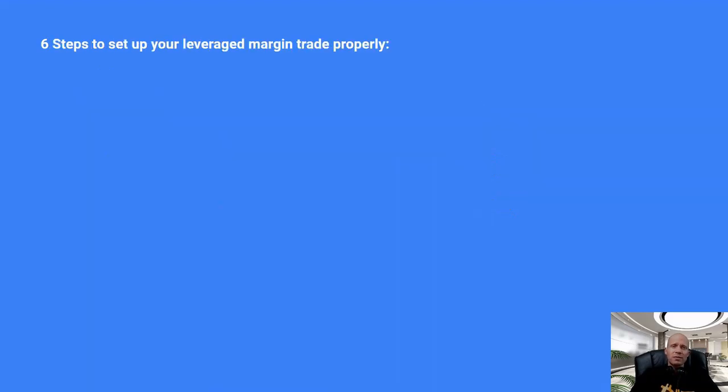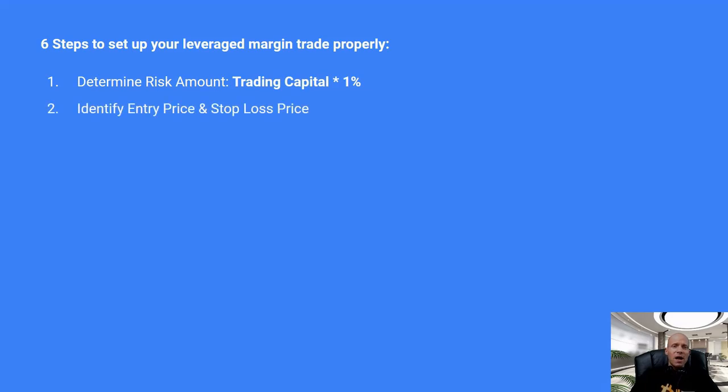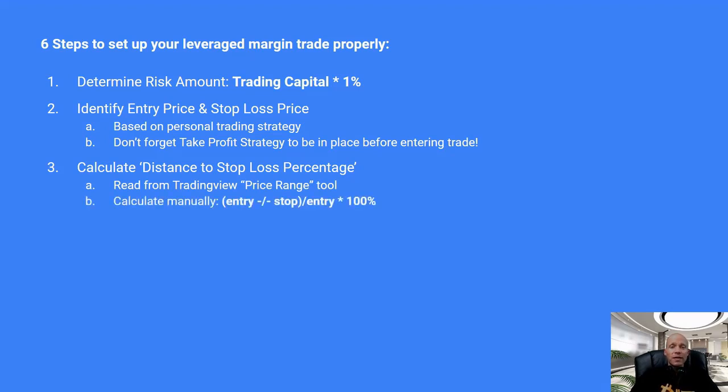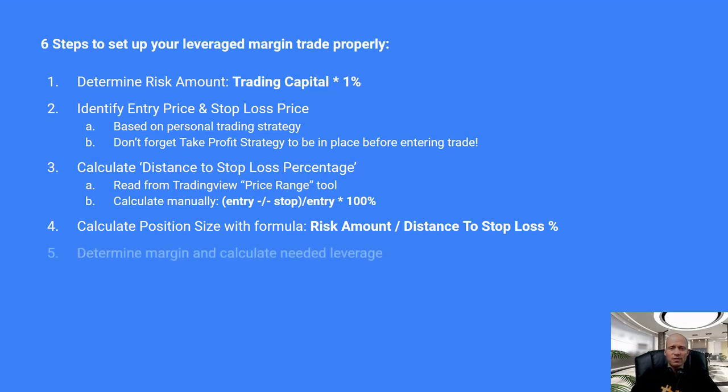So to summarize real quick, let's go over the 6 steps to set up your leverage margin trade properly. 1. We determine the risk amount, which is trading capital times 1%. 2. Identify the entry price and stop loss price, which is based on your personal trading strategy. And don't forget to also have in place your take profit strategy before you enter the trade. 3. Calculate distance to stop loss percentage. You can read it from the TradingView price range tool, or you can calculate it manually by taking the difference between entry and stop price divided by the entry price and then multiplying by 100%. 4. Calculate position size with the formula: risk amount divided by distance to stop loss percentage.